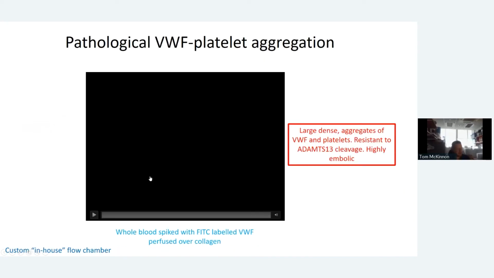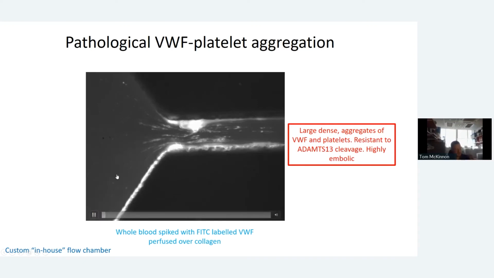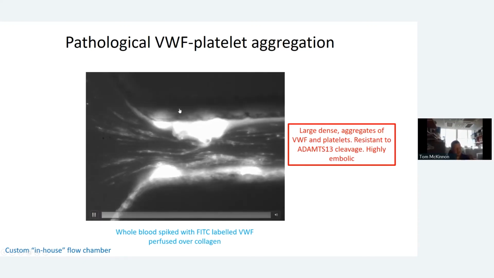Now, we can show this as well using labeled VWF. So again, this is a custom in-house flow chamber. And in the movie you're about to see, we have whole blood which is being perfused through a custom in-house flow chamber, and this has been spiked with FITC-labeled VWF. I hope this movie plays for everyone. But essentially what you're seeing is big swathes of VWF protein, and being caught up in that big sticky mesh is lots of platelets. We even have some red blood cells.